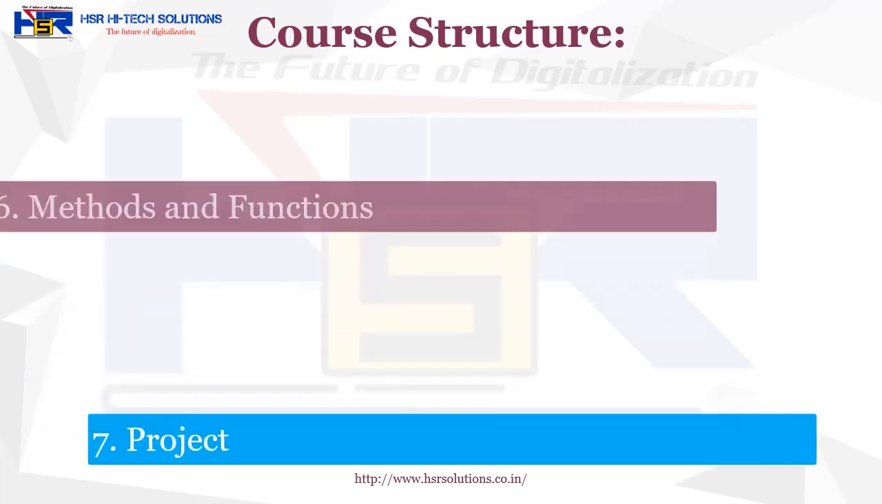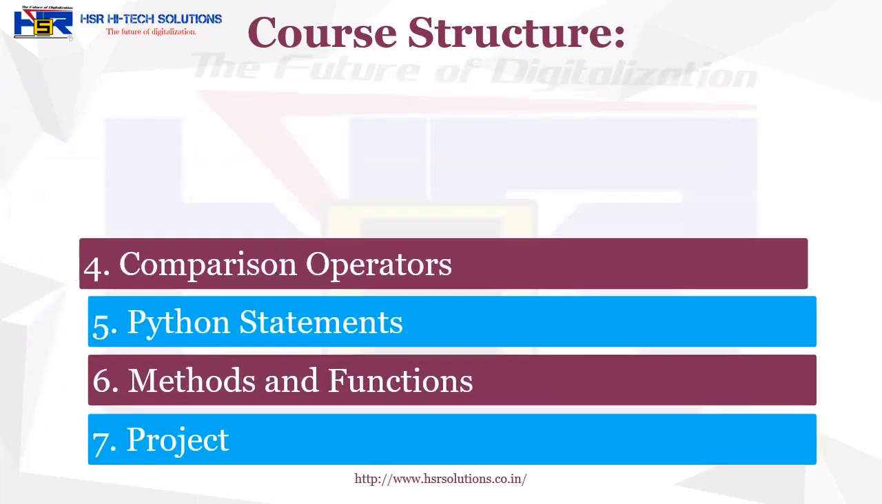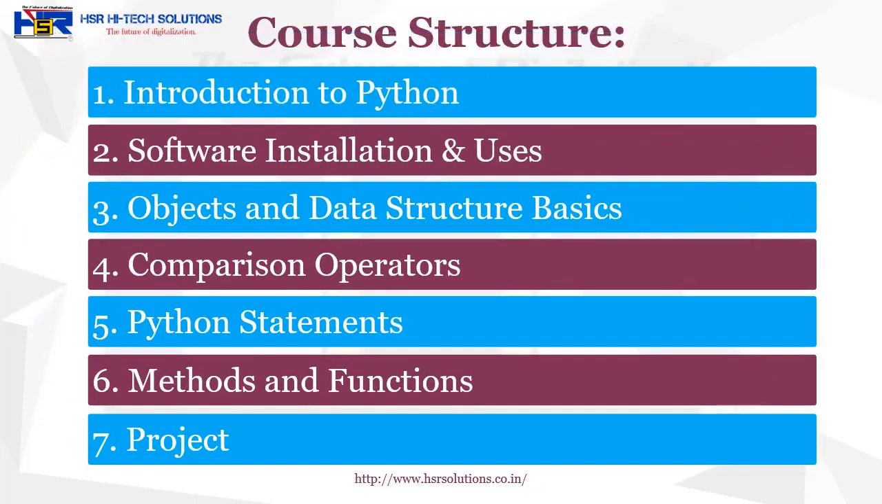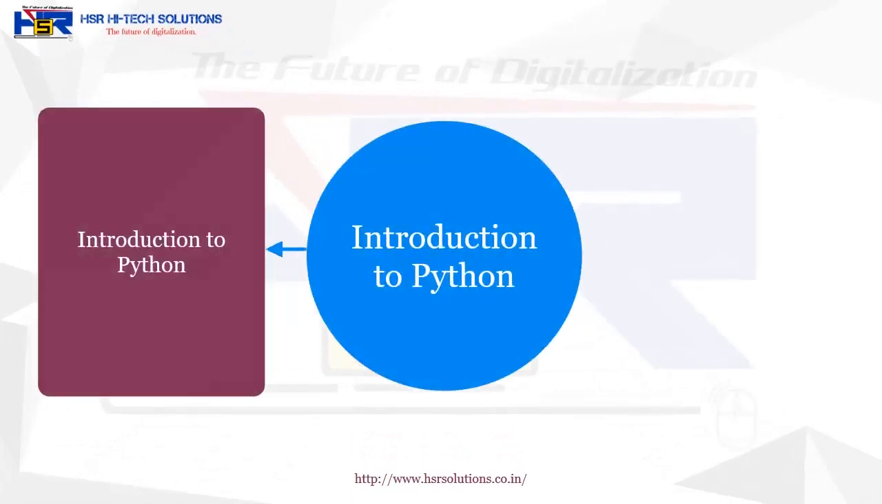Now have a look at the course structure of the training program. The first module will be Introduction to Python, then Software Installation and Uses, after that Object and Data Structure Basics, then Comparison Operators, Python Statements, Methods and Functions, and in the last, there will be a project which you will have to complete after the completion of this training program. Let's have a brief on the course structure.